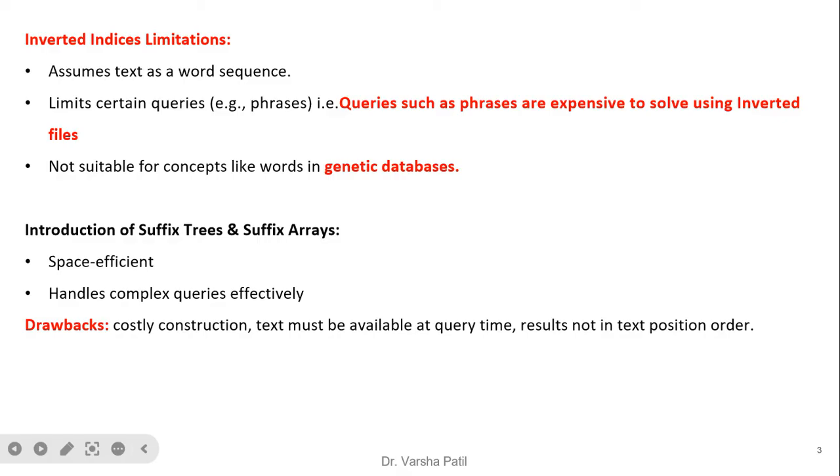on a given text. Inverted file index limitation: it assumes text as a word sequence, which limits certain queries. For example, queries such as phrases are expensive to solve using inverted files, because even after getting the data from the vocabulary, a lot of work is required to combine or arrange the data to get the particular answer. Not suitable for concepts like words in a genetic database.